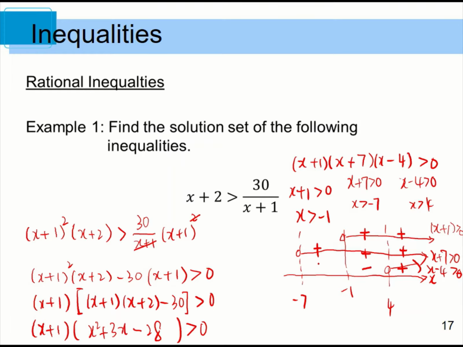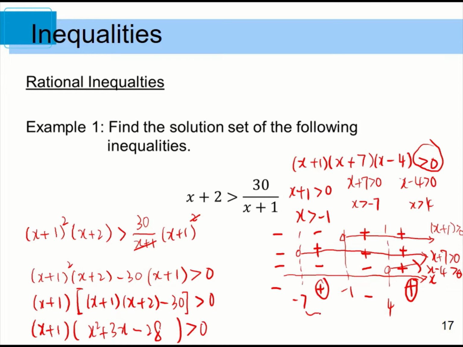Now the space without the line is negative. So when we multiply these three factors, we have positive times positive times positive, so we get a positive here, and this is negative. This is positive, and this is negative. Now finally, we come back to this one. After we multiply these three, we want the answer to be positive. So we are going to take this area and this area.